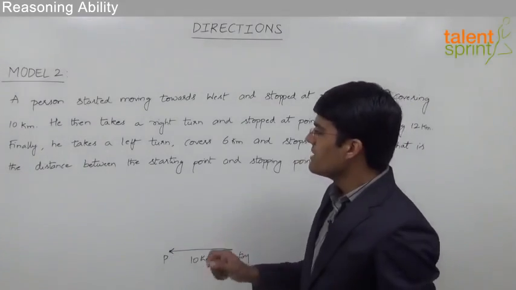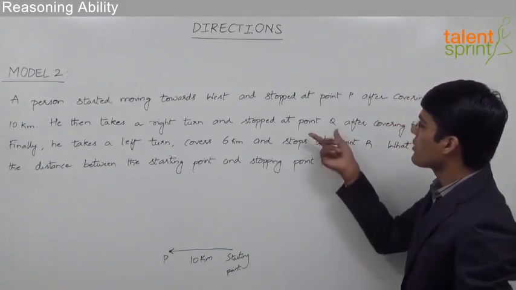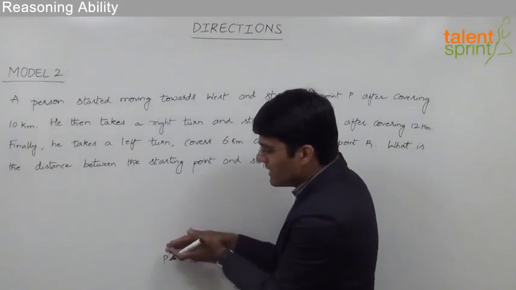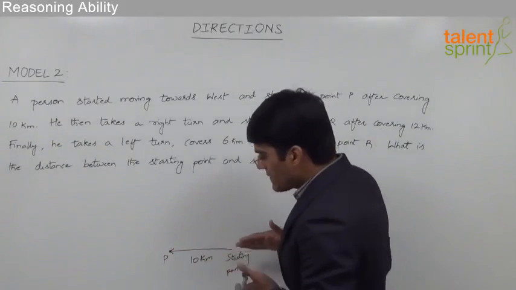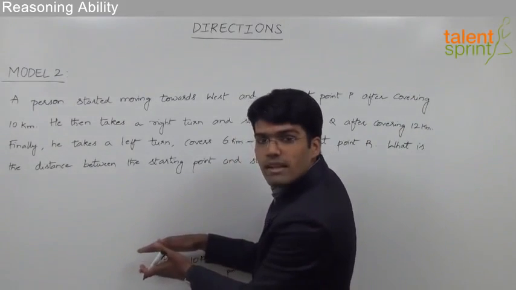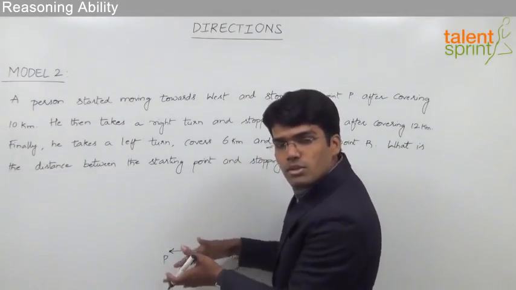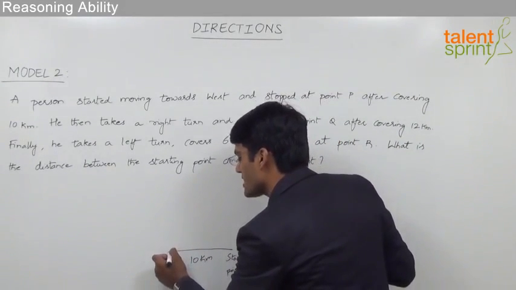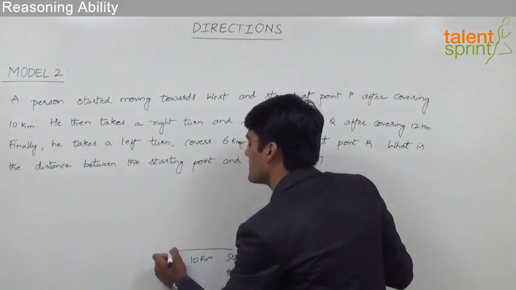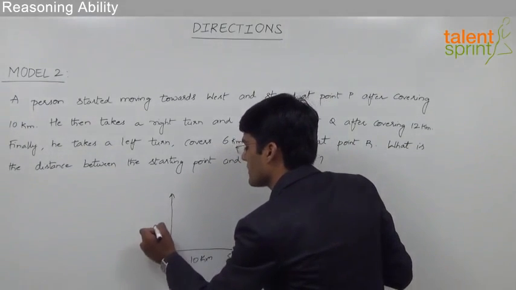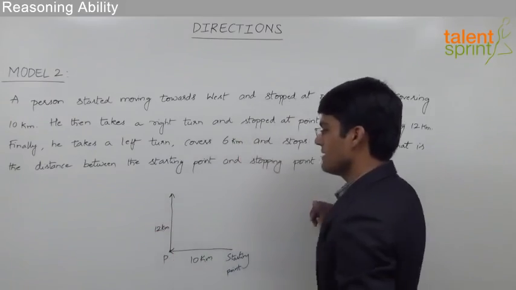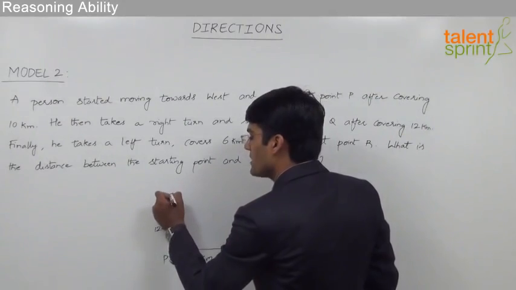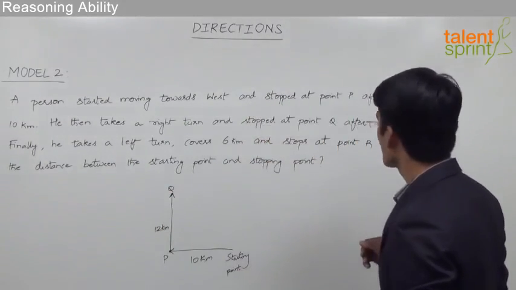Now after stopping at point P, he takes a right turn and stopped at point Q after covering 12 kilometers. So from point P, he takes a right turn. Now as we know that he is actually moving in the direction of west, right turn would be towards top on paper. So he takes a right turn, that is, he now starts moving towards north and covers a distance of 12 kilometers. So let us assume this distance is 12 kilometers, and stopped at point Q. So this point can be taken as point Q.